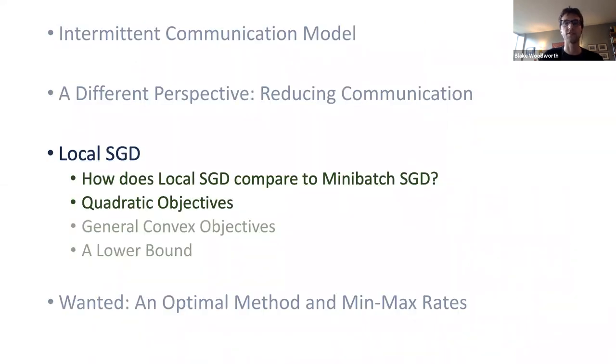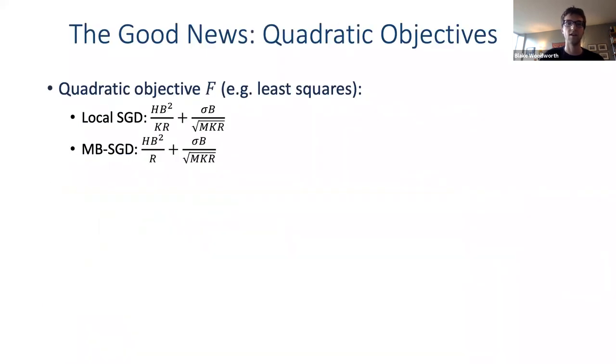So in an effort to understand how local SGD stacks up against mini-batch SGD, we first focus on a special case where the objective is quadratic. So we analyze local SGD for quadratic objectives, which include, for example, least squares problems. And we show that in this case, local SGD does indeed perform very well. And in fact, it is strictly superior to mini-batch SGD in every regime. And furthermore, it's in some sense optimal up to acceleration.